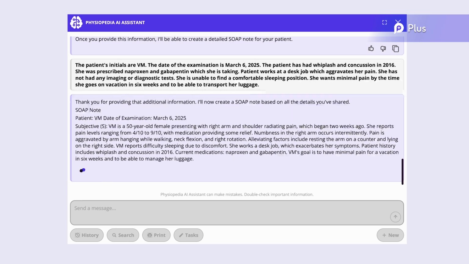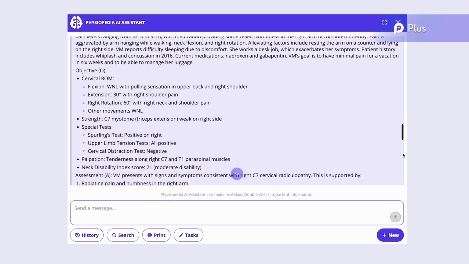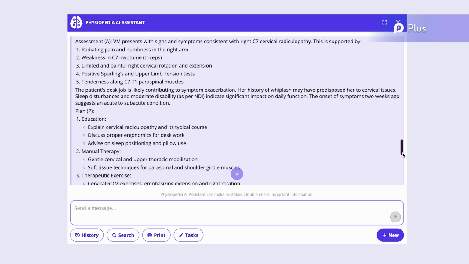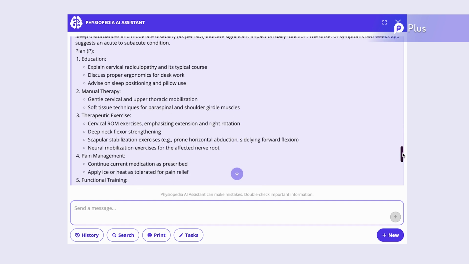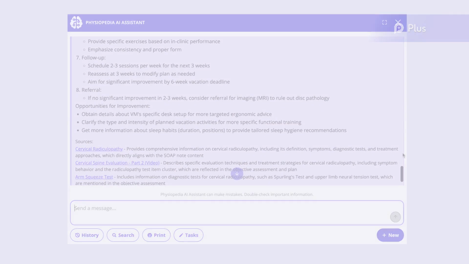Now we get a SOAP note with the subjective and objective information we gave PAI. It has also provided the assessment based on this information and come up with a treatment plan. As always, if there's anything you want to change or you're not sure about, just ask PAI to modify it or discuss it further with PAI.